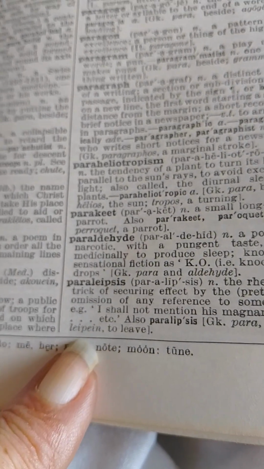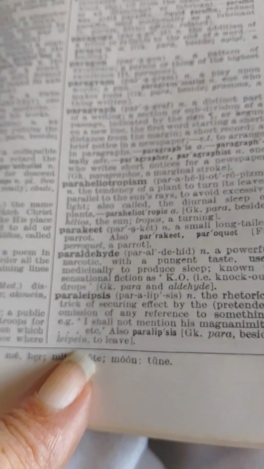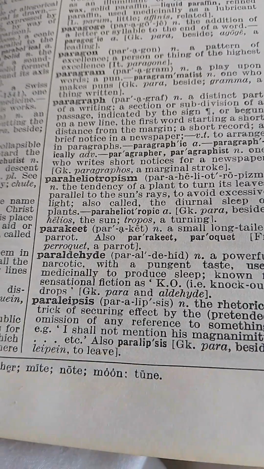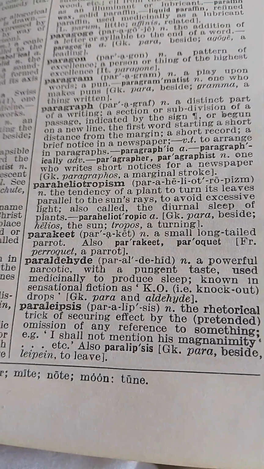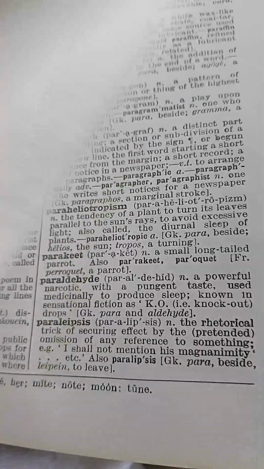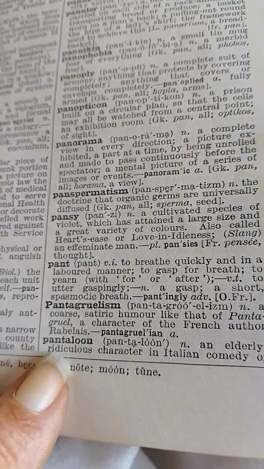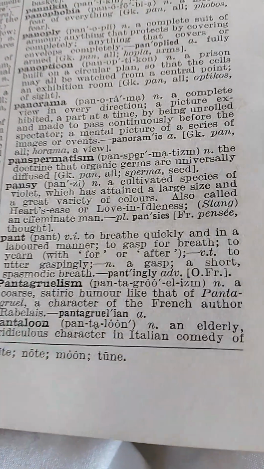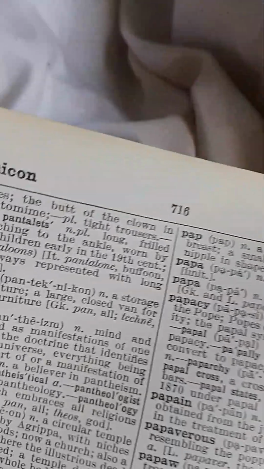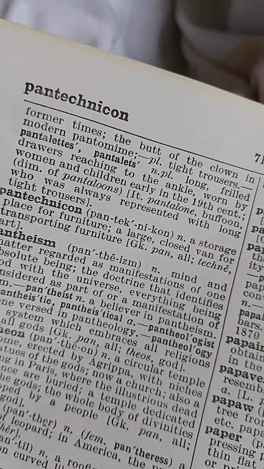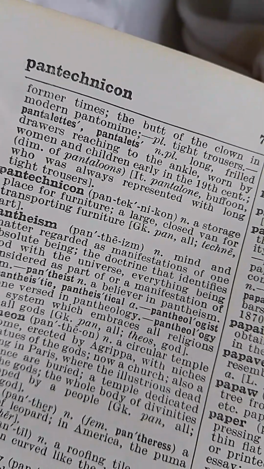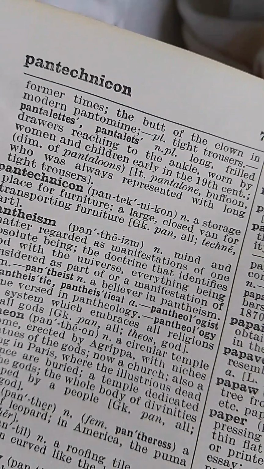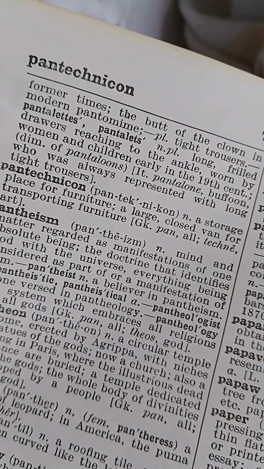So lie pain, to leave. So lie pain away. Out of that. And look at what's above it. You've got parrots and all sorts above that. So then we've got next pantaloon, a ridiculous character in Italian comedy of former times. The butt of the clown in modern pantomime. Tight trousers, pantalettes, long frilled drawers reaching to the ankle, worn by women and children.